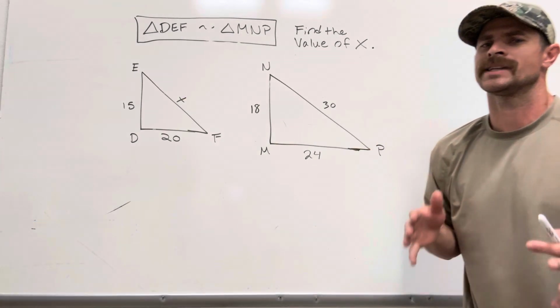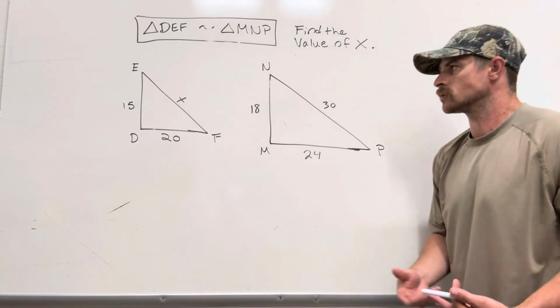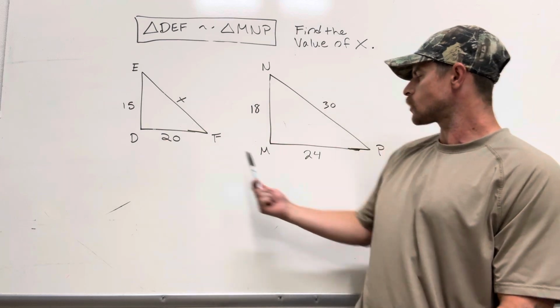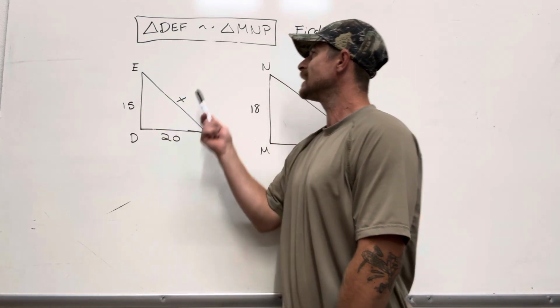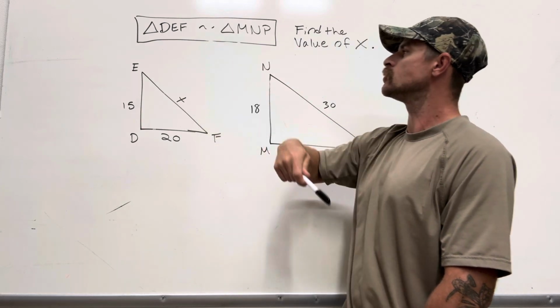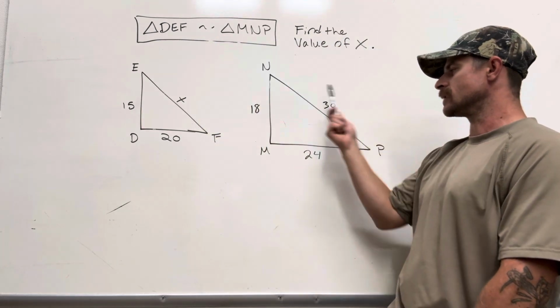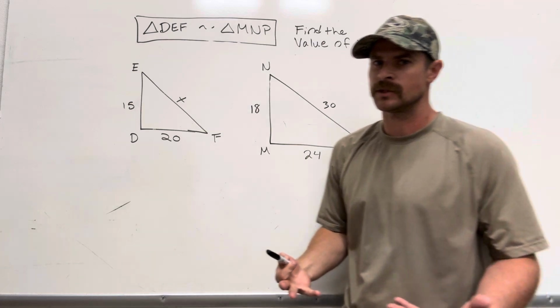Let's get a true understanding of similar figures, right? What do we know about this triangle and this triangle right here? We know that triangle DEF, this one, is similar to triangle MNP, this one right over here. Well, what does that mean when two things are similar?